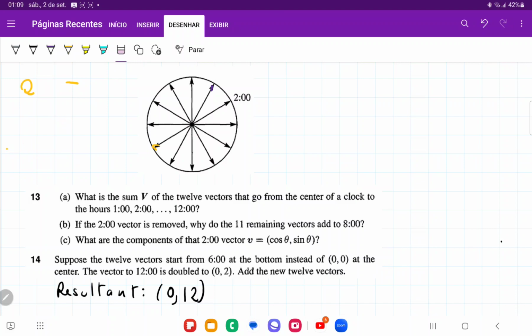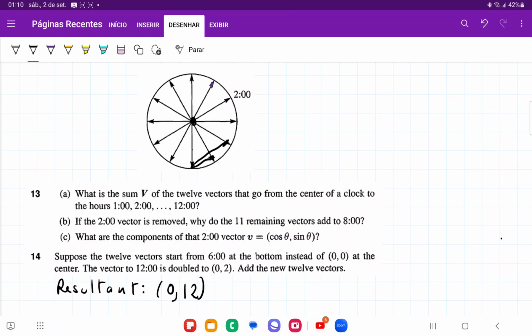Another way that you could have thought of it is, instead of looking at combinations of the vectors, you could also think that the only difference is that all the vectors gained 1 in the j, right? Because previously they were at the center, so now they gained 1 in the j. So you're going to have 12 times 1 in the j for each one. So that is it for number 14.